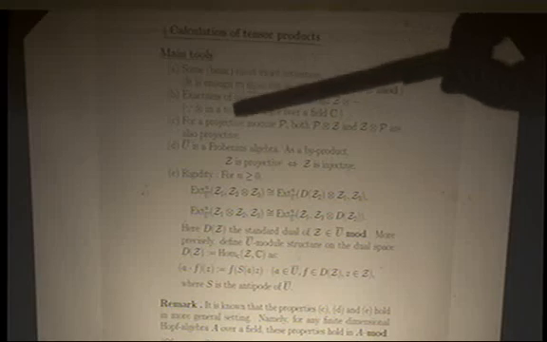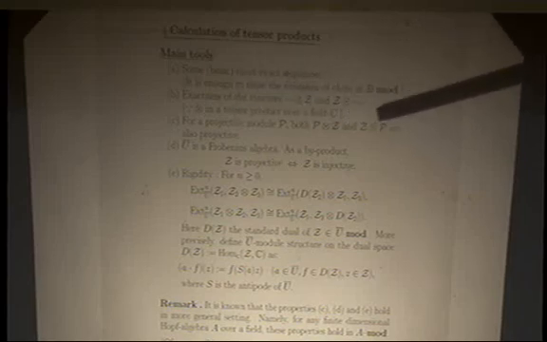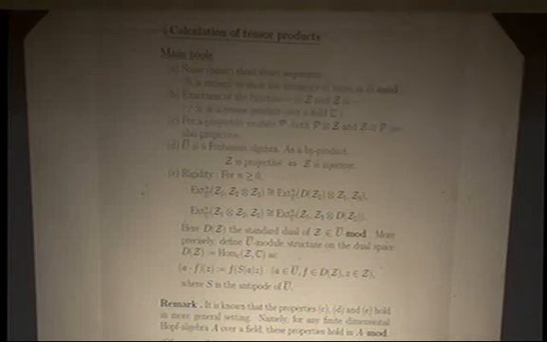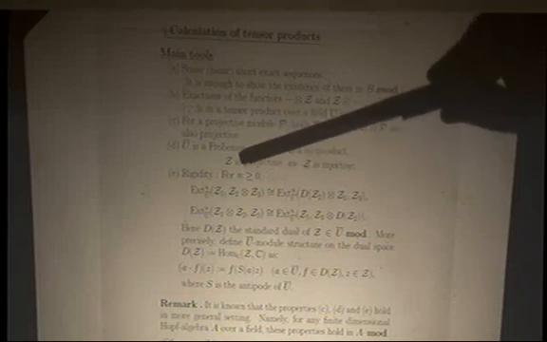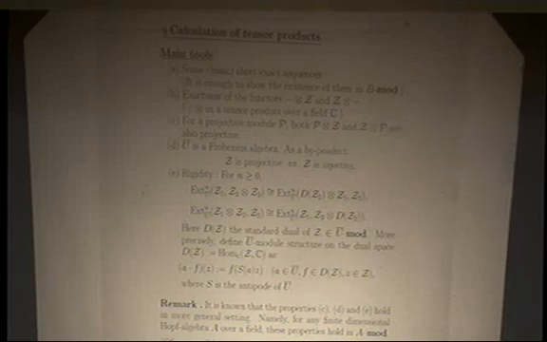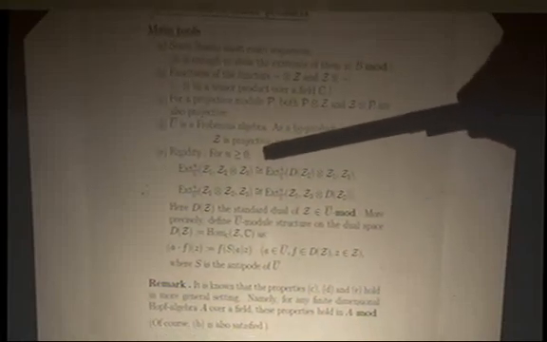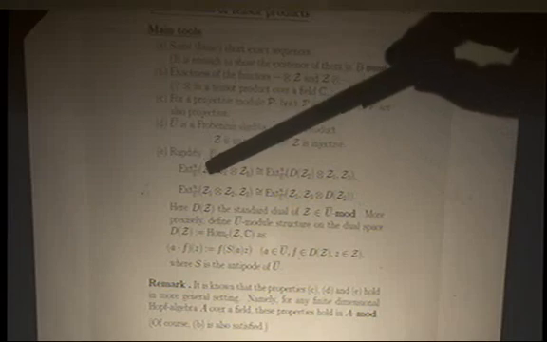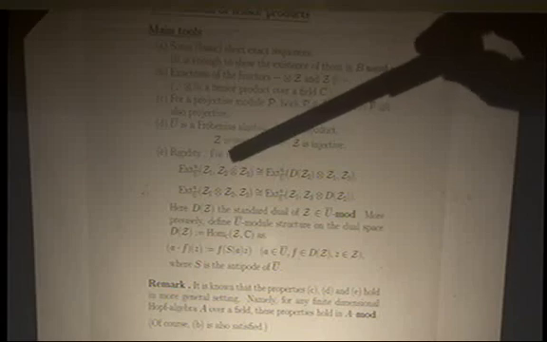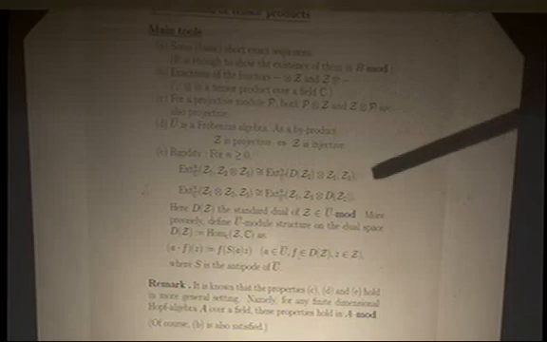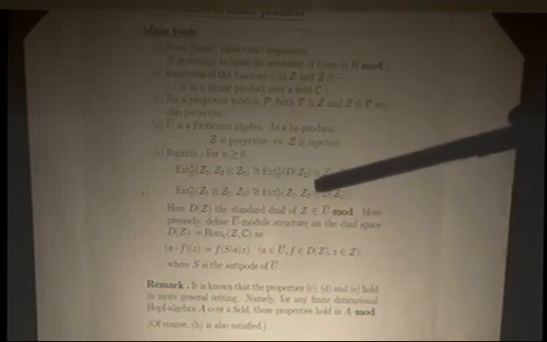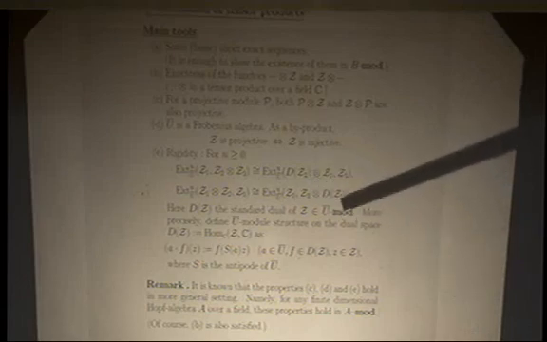And for the third, for a projective module P, both P tensor Z and Z tensor P are also projective. And fourth, U bar is a Frobenius algebra. As a byproduct, Z is projective if and only if Z is injective. And finally, the rigidity will hold in our U bar mode, namely Hom sub U bar of Z1 tensor Z2 and Z3 is isomorphic to this one, and as a vector space, this one and this one is isomorphic. Here DZ is the standard dual of U bar module Z.